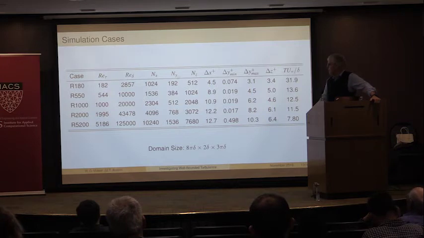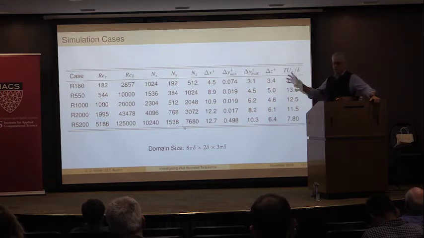And these NX, NY and NZ tell you how many Fourier modes are required in these directions. In the streamwise direction, we require 10,240 Fourier modes. In the spanwise, 7,680. When you put that all together, this is a huge calculation. To store one snapshot of the velocity field requires about 2 terabytes. 2 terabytes per snapshot.